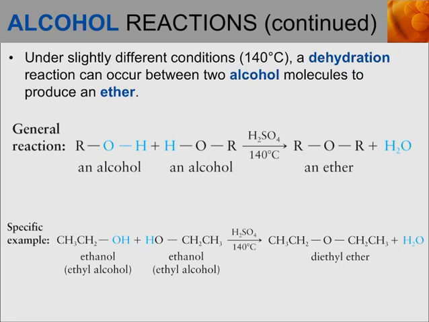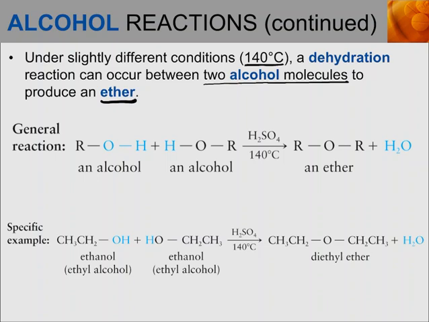Now let's look at another reaction. So we just saw that we can form a double bond from an alcohol, but under slightly different conditions, we can perform a dehydration reaction that produces an ether instead of an alkene. So if we heat to 140 degrees Celsius and we have two alcohol molecules, they're actually going to combine together to create a water molecule and an ether.